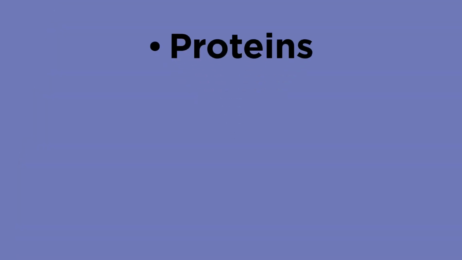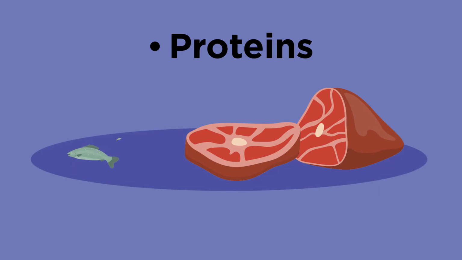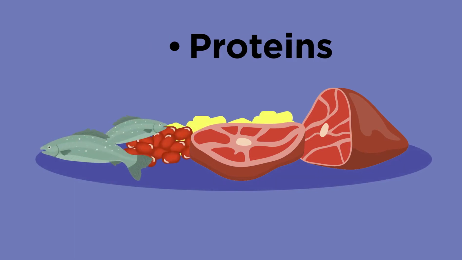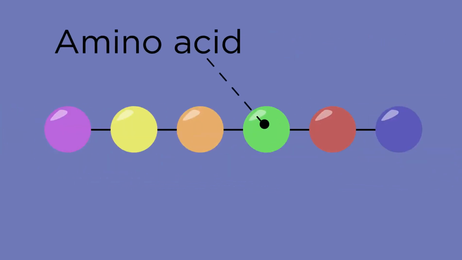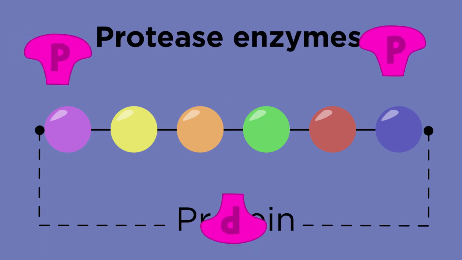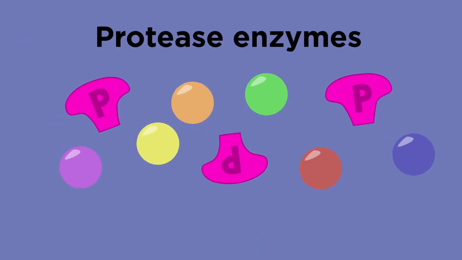Now let's look at proteins. Proteins are found in meat, fish, beans, and pulses. They are made up of amino acids and are digested by protease enzymes. The protease enzymes break down proteins into amino acids.